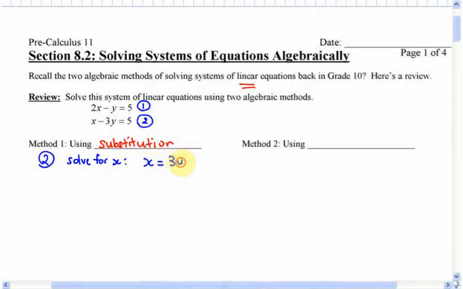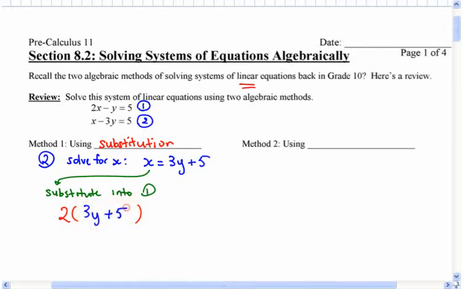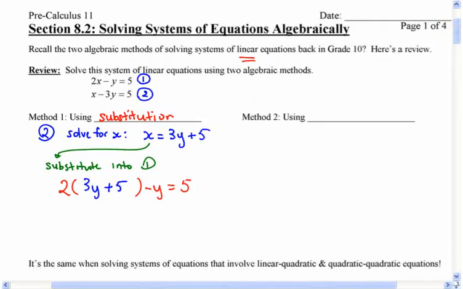Bring that 3y to the other side, you get x equals 3y plus 5. Okay. Then take this and now substitute it, that's why it's called the substitution method, into equation number 1. So wherever I see x, I'm going to replace it with 3y plus 5. And as we go ahead and try to solve, let's distribute. That's 6y plus 10 minus y equals 5. 5y equals, I guess, negative 5. y equals negative 1.